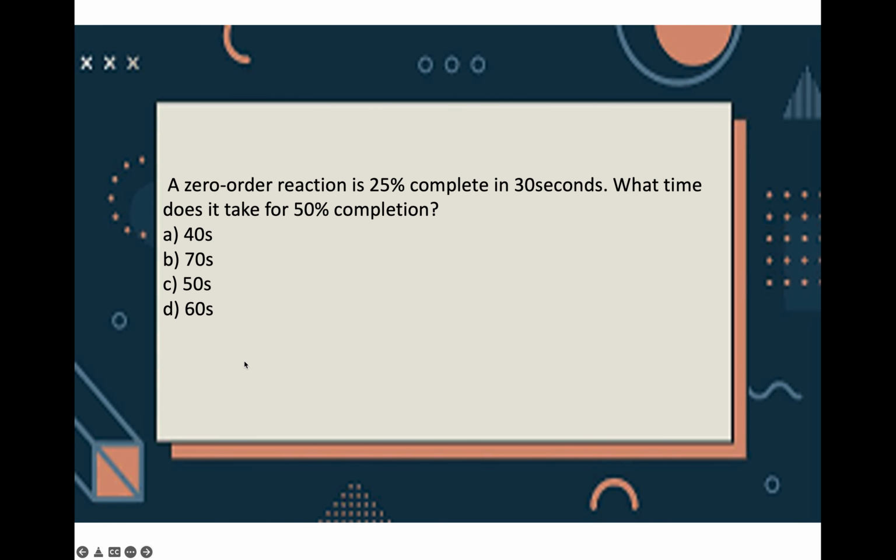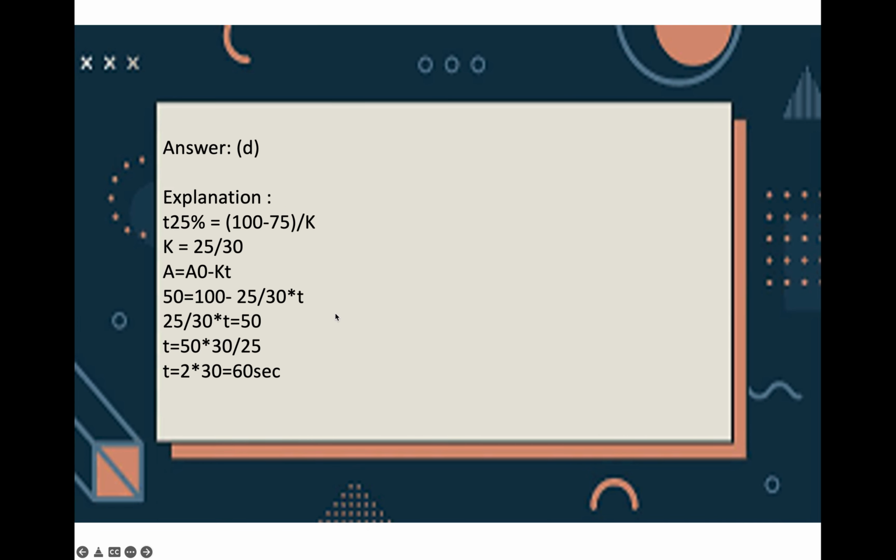Okay. Next question. A zero order reaction is 25% complete in 30 seconds. So 25% of the reaction is getting over in 30 seconds. And how much time will it take to complete 50% of it? Answer options are 40, 70, 50 and 60. The correct option is D.